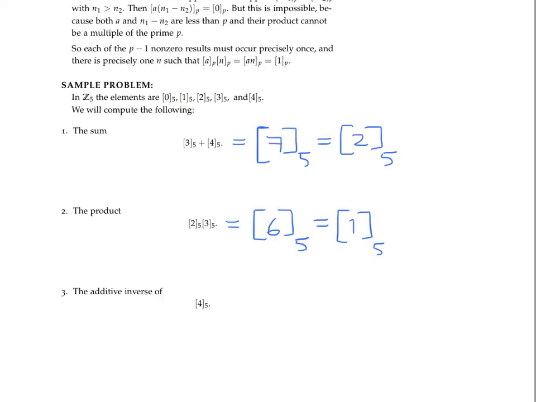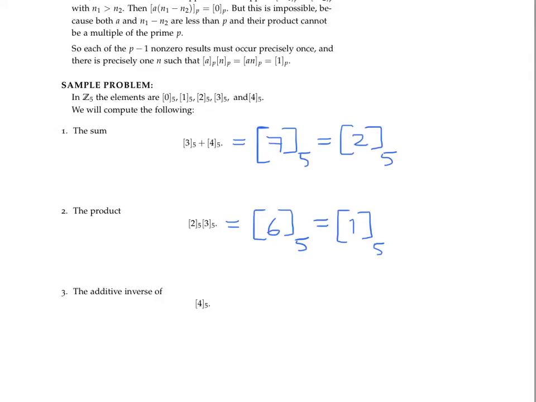2 in Z5 is the infinite set of integers that have a remainder of 2 when divided by 5. And same for 3 and same for 4. And of course, there is no remainder of 5 when you divide by 5, because that would just be another factor. You would be able to divide by 1 higher. There's no remainder of 5 when we're dividing by 5.